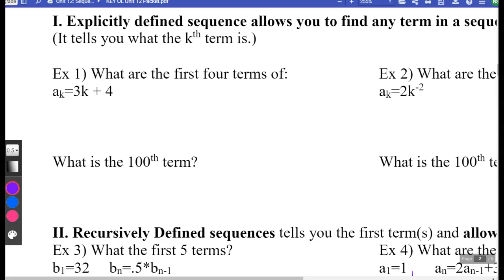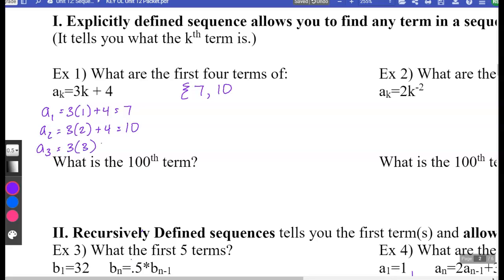Now, all we have to do to find those first 4 terms, if we're trying to find term number 1, that means it has a k value of 1. All you have to do is plug in 1 for k. So 3 times 1 is 3, plus 4 is 7. That means the first term of the sequence is 7. And then we repeat. We're trying to find the second term, the position 2 term. So we plug in 2 for k. 3 times 2 is 6, plus 4 is 10. So the second term's value is 10. Then we plug in 3. 3 times 3 is 9. Plus 4 is 13.